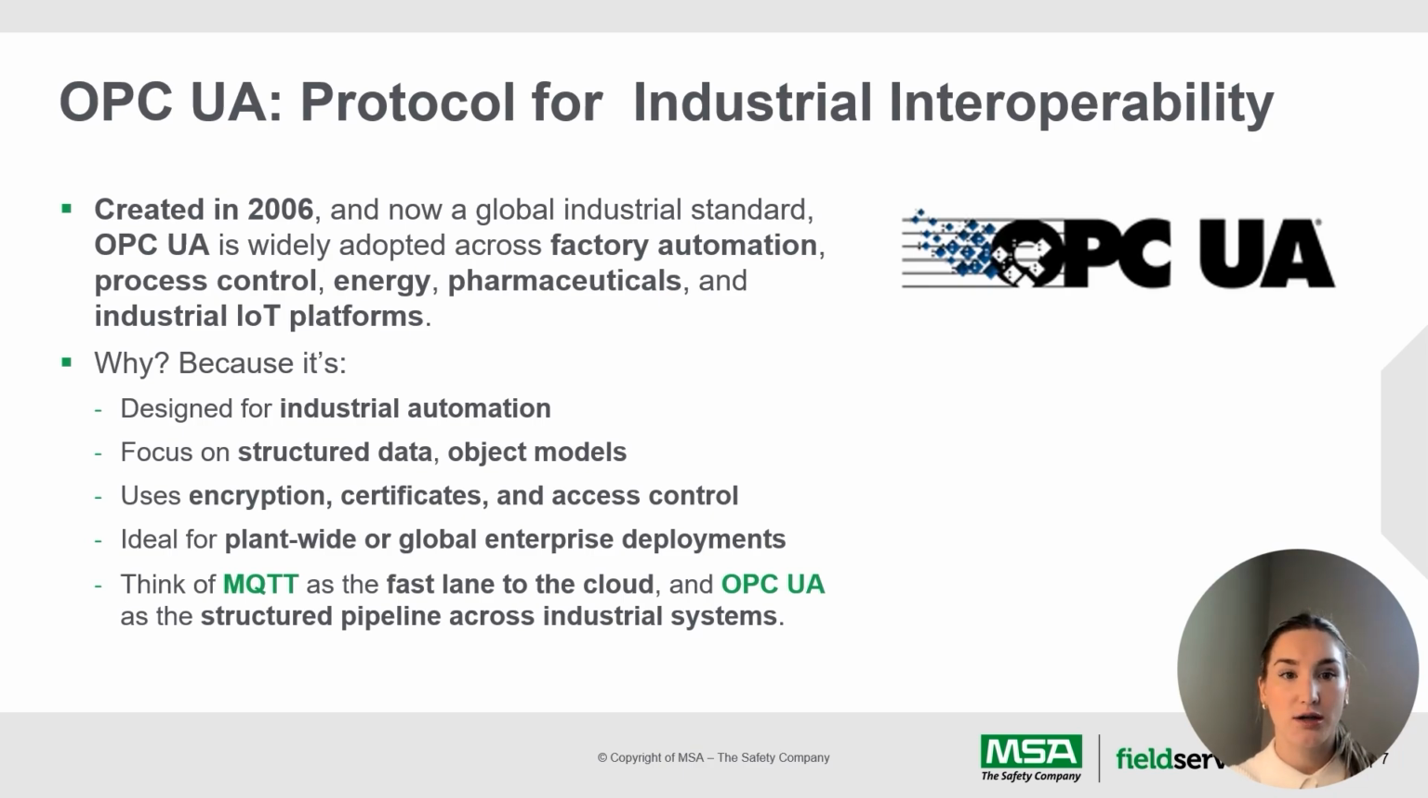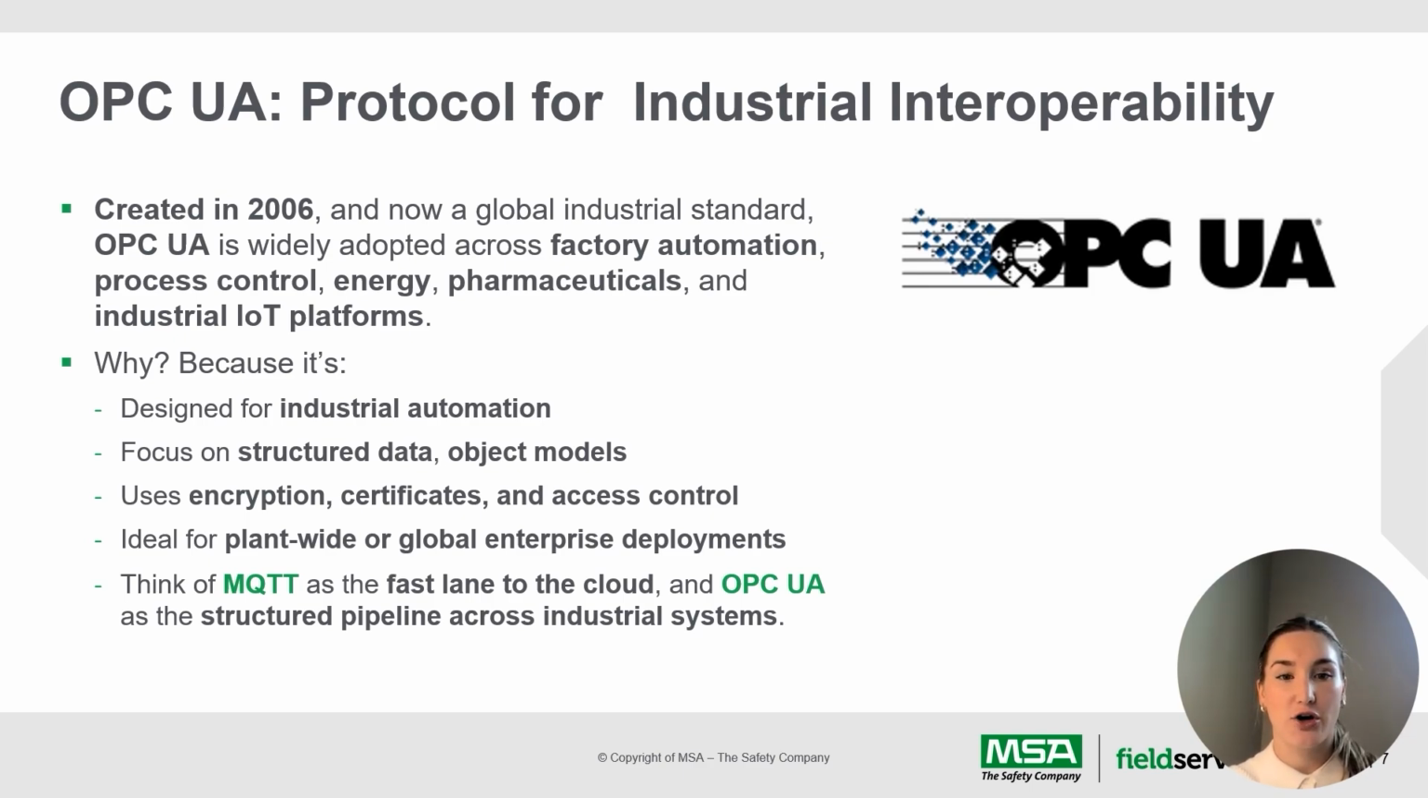Now, how does OPC UA compare to MQTT, you might be wondering? It's a good question. Think of MQTT as the fast lane to the cloud. It's simple, it's lightweight, and it's highly efficient. Perfect for pushing data quickly to the cloud platforms, especially when the bandwidth is limited. By contrast, OPC UA is a more structured pipeline across industrial systems. It excels in scenarios where you need context-rich, secure, and standardized communication between devices, PLCs, and enterprise systems.